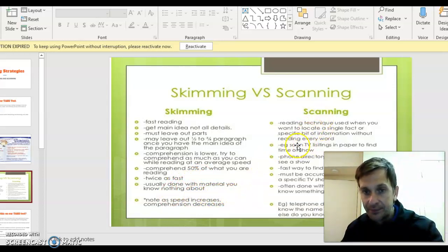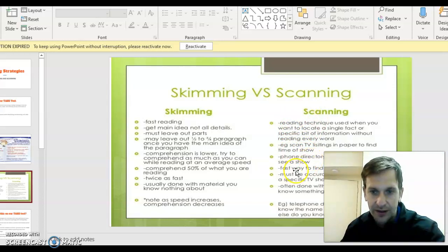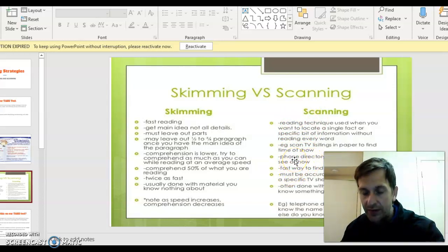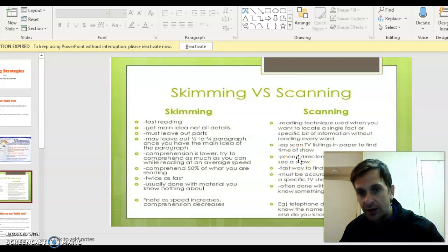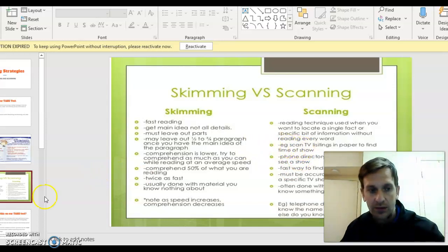And then scanning, used to find a specific fact or specific piece of information without reading every word. Think of scanning TV listings or a phone directory: a fast way to find info. The key is it's a fast way to find info. We're going to take a look here in just a second. But for specific TAPE questions, we are going to most likely use scanning and skimming. Skimming is for broad main idea and summary questions, scanning for specific detail questions.